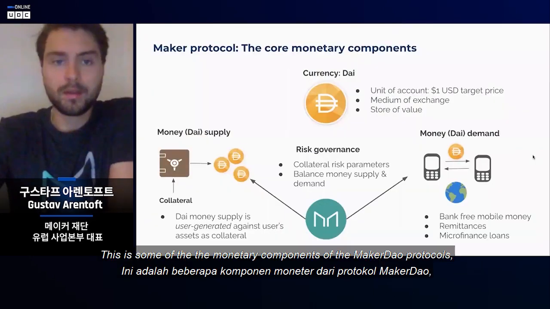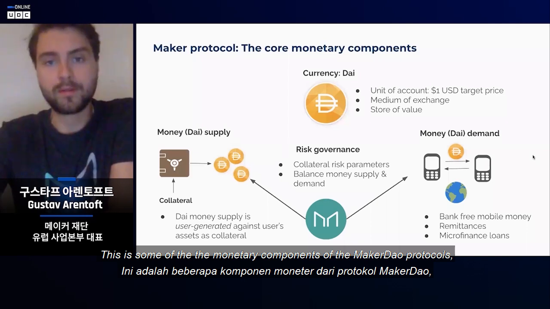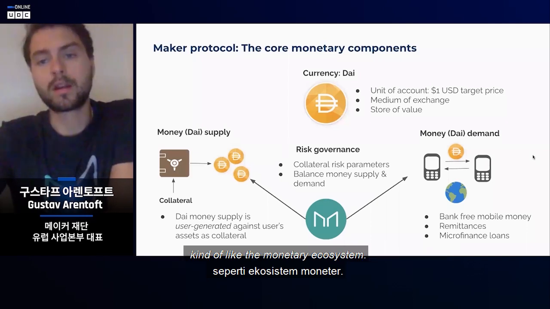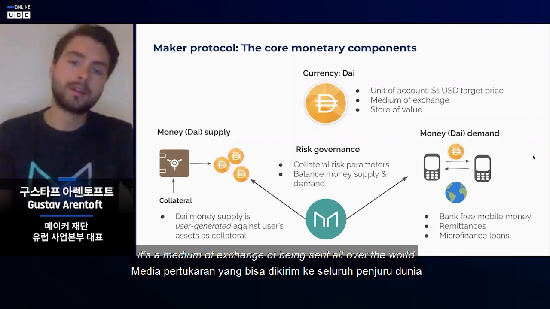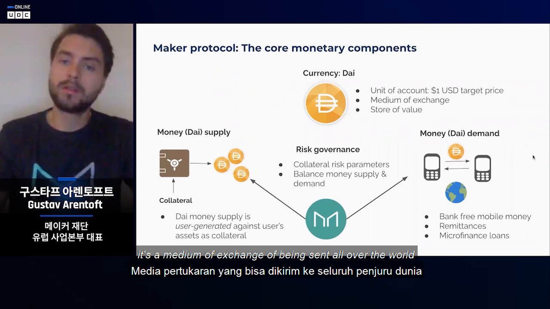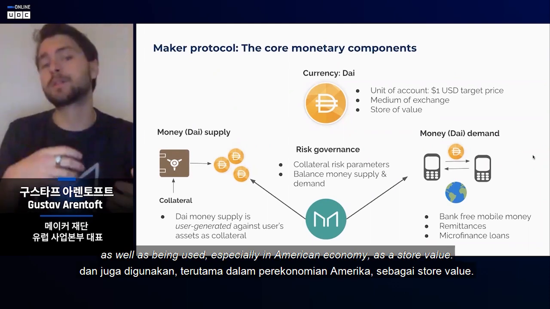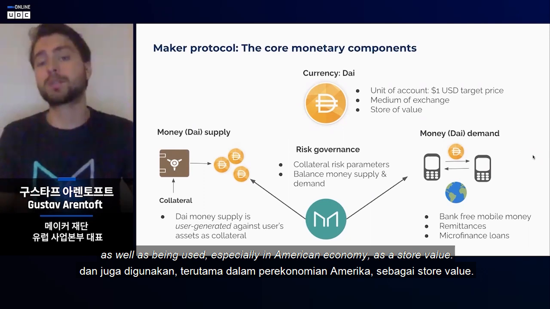So this is some of the monetary components of the MakerDAO protocol, the monetary ecosystem. You have the currency DAI, which functions as a unit of account. It's a medium of exchange being sent all over the world, as well as being used, especially in emerging economies, as a store of value.